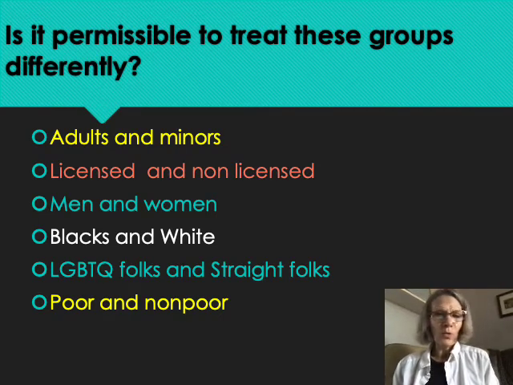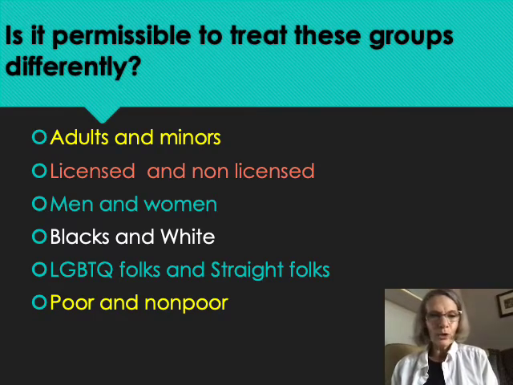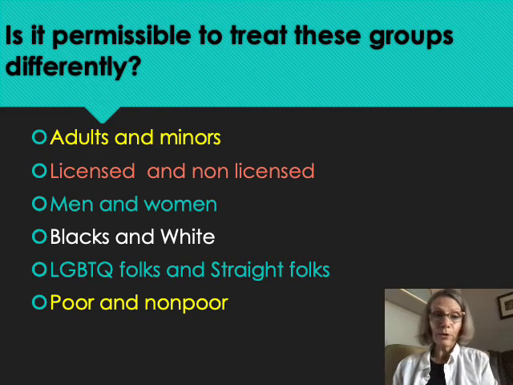We also wouldn't hold minors to the same level of criminal culpability, right? If a 2-year-old shoots somebody, you're not going to say, well, they knew what they were doing. No, they don't know what they're doing. They don't have any capacity to understand the difference between right and wrong.